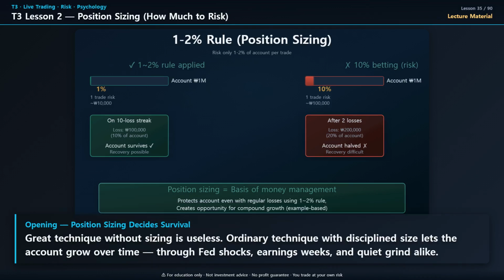Great technique without sizing is useless. Ordinary technique with disciplined size lets the account grow over time, through Fed shocks, earnings weeks, and quiet grind alike.